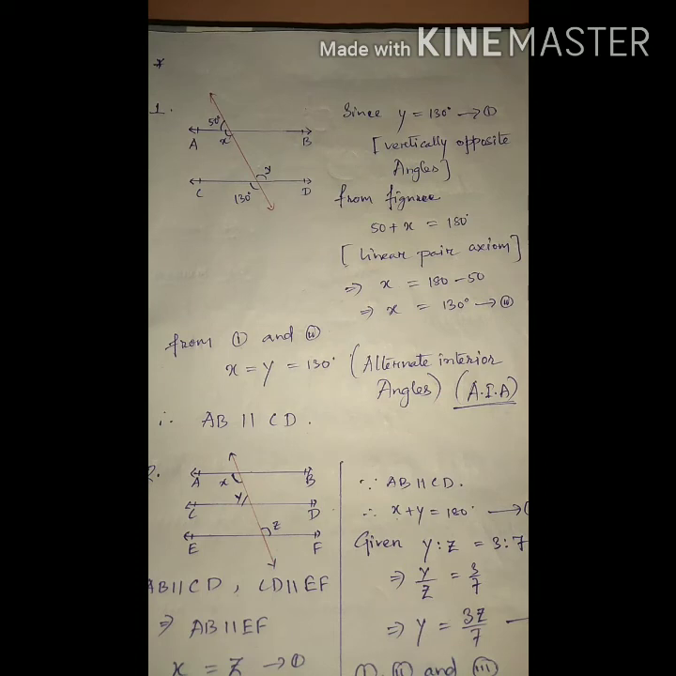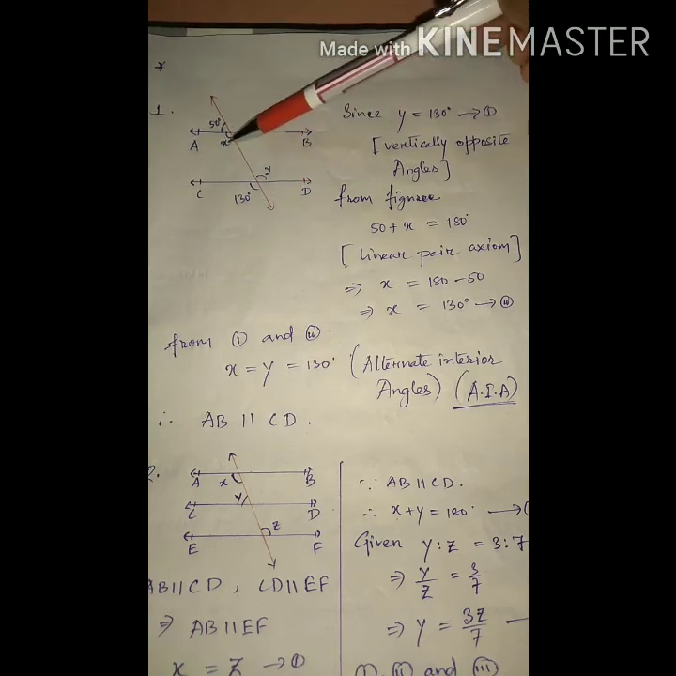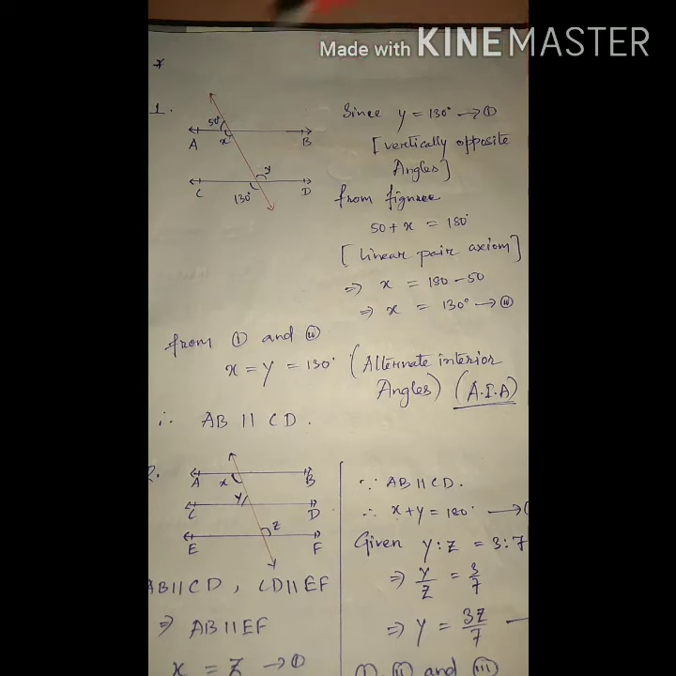Vertically opposite angles. Again, from the figure you see this red line. In this part, this line is the common ray, so this one is a straight line. So obviously the sum of these two angles is how much? 180 degrees. So that's why we write here 50 plus x equal to 180 according to our linear pair axiom. From here if we calculate, then the value of x equal to how much you get? 130.